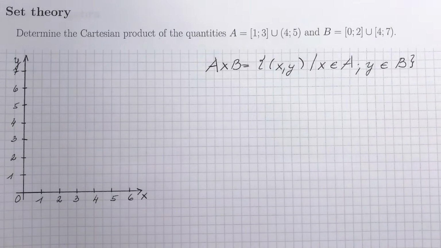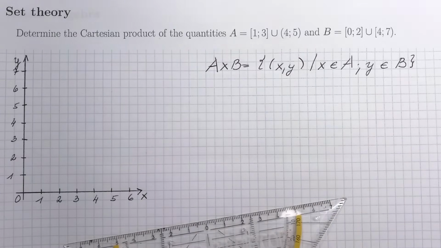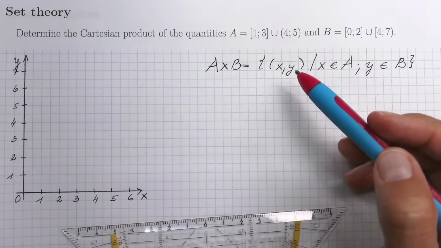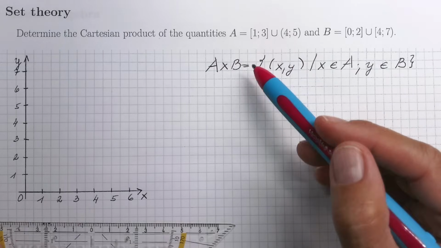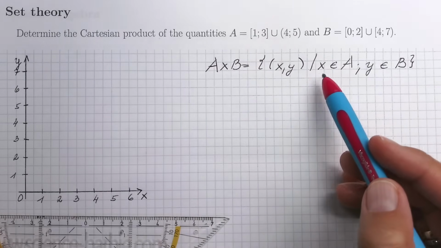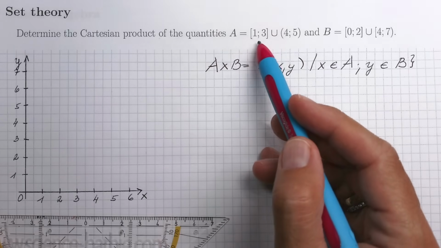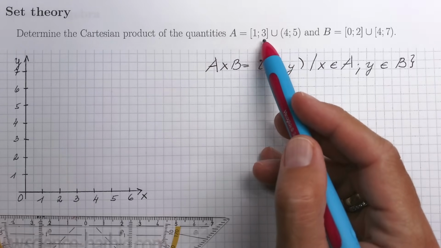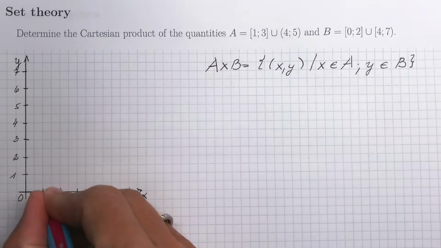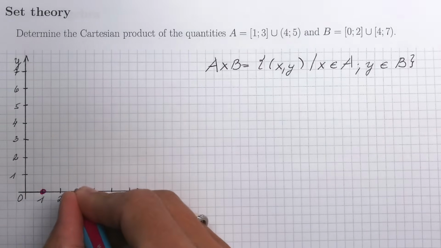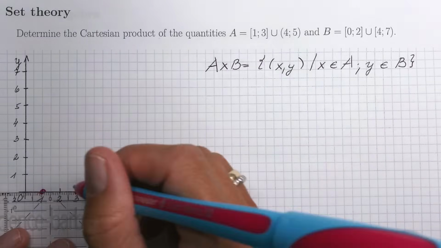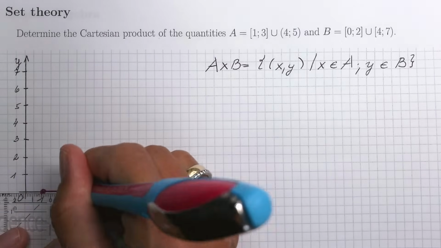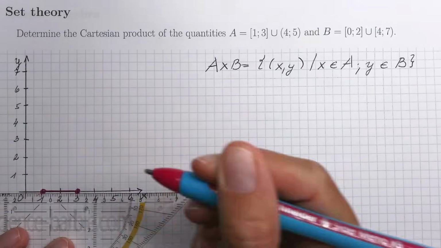Before we do this in a purely mathematical manner, I really like to draw a sketch to visualize what's going on here. Now we see the two quantities. A is all the x. Here it's the closed interval between 1 and 3. To refer to a closed interval, we make these dots that are filled, and it's all the real numbers in here.